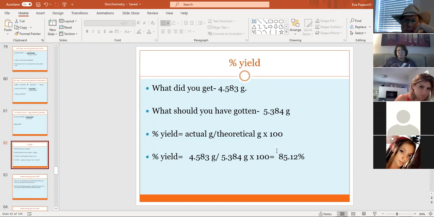So how would we describe 85.12? Like if we were to put it in a sentence, how would we say that? The percent yield is 85.12%. I can't put it any more simply than that, Marie.